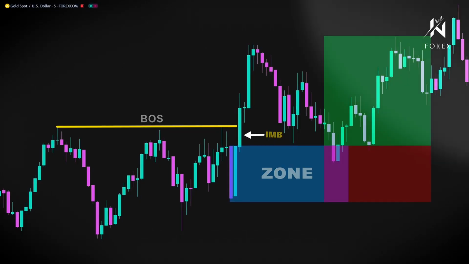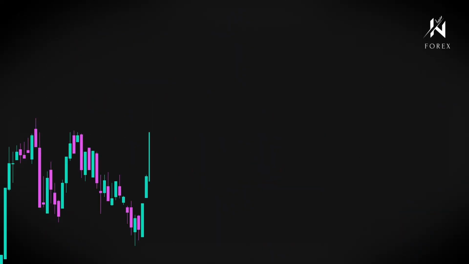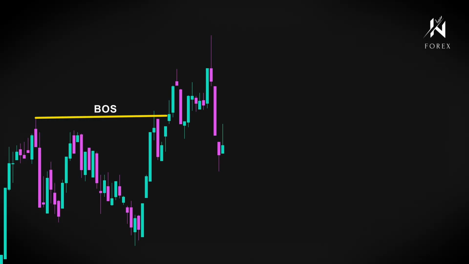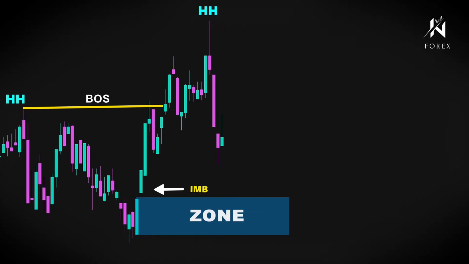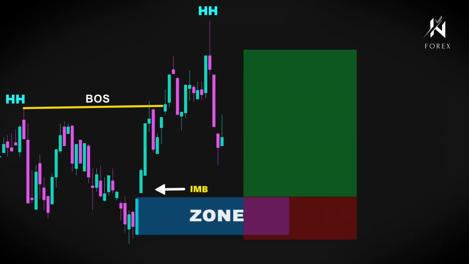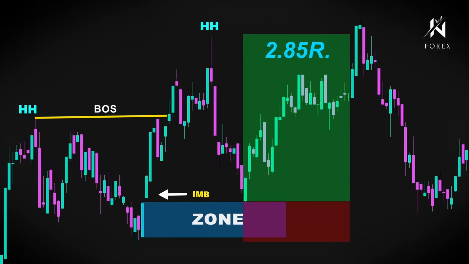Okay, now for a bit of fun. Let's jump down to the 30-second chart. Yes, I said 30 seconds. Now listen, I do not recommend trading this time frame. It's chaotic. It moves like lightning. But watch what happens. Higher highs and bullish structure. Imbalance shows up, demand zone sits just underneath the imbalance. Same entry, same target, same logic. This setup gives you around 2.85 R. Not amazing, but it proves the point. The concept stays the same.